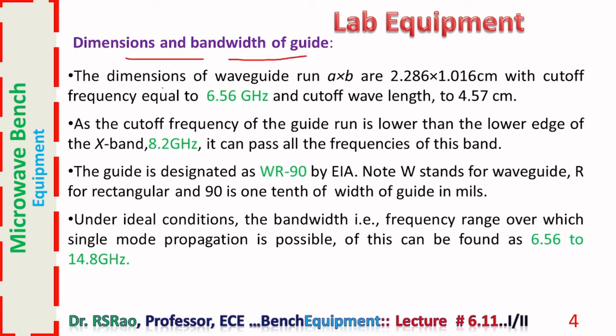Dimensions and bandwidth of the guide. The dimensions of the waveguide run, a by b, are 2.286 by 1.016 cm. These dimensions one can measure using a scale, with cutoff frequency equal to 6.56 GHz and cutoff wavelength equal to 4.57 cm. In the previous slide, we have seen lambda c is equal to 2a. Here a is 2.286. This one can get by measuring the distance between side walls with a scale. So once a is available, lambda c can be computed and fc also can be computed.